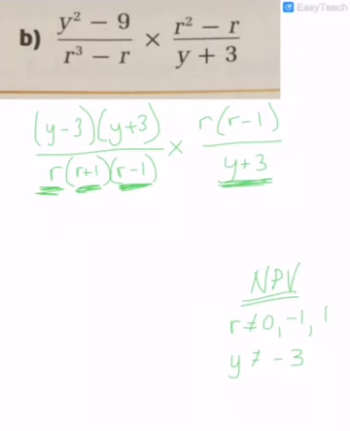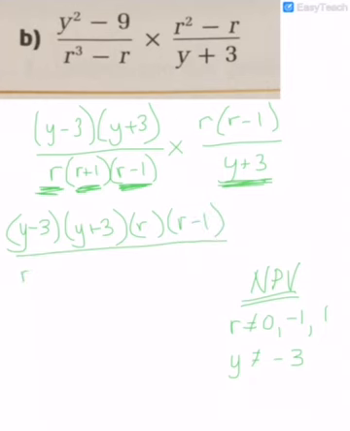Now again here, you have 2 options. You either multiply them all together first, or you simplify first and then multiply. So this one I'm going to show you backwards. I'm going to multiply them all together. So top times top, we get y minus 3 times y plus 3 times r minus 1. In the bottom, we have r times r plus 1 times r minus 1 times y plus 3. So I've multiplied them all together. They're all just stuck right together.